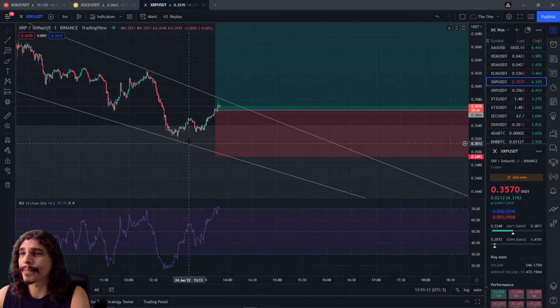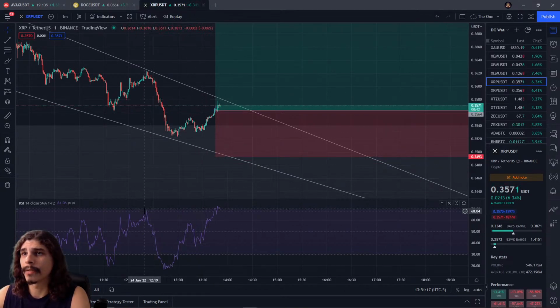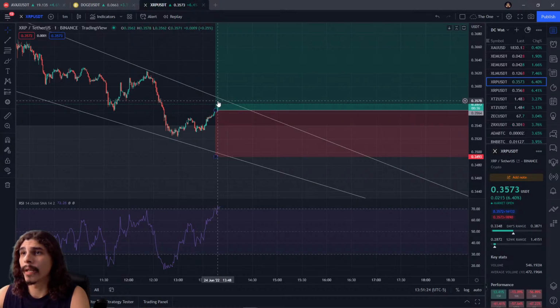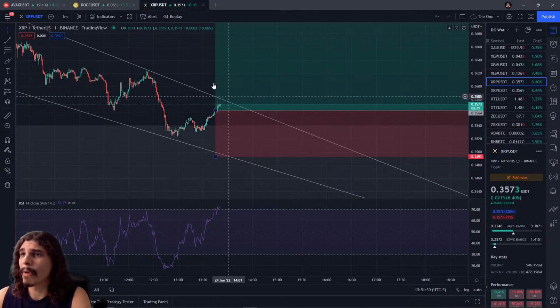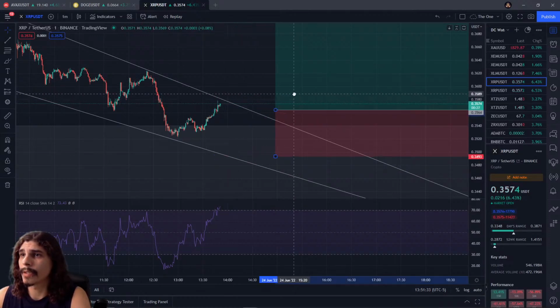Here we don't have divergence. Here we don't have divergence. Here there is divergence. See, this is creating a higher high. This is creating a lower high. So it's quite possible we could experience bearish moves. So I might just change my mind and short this, seeing how it treats right here.